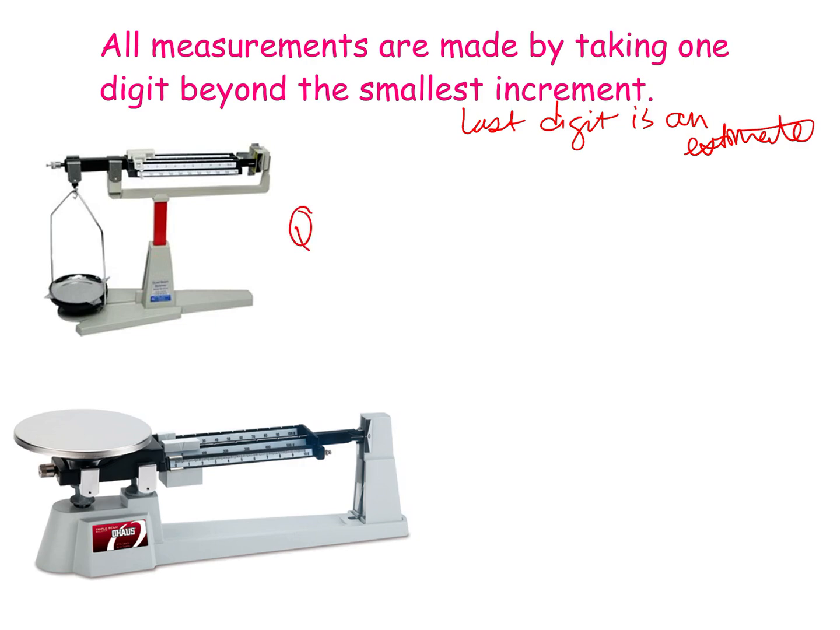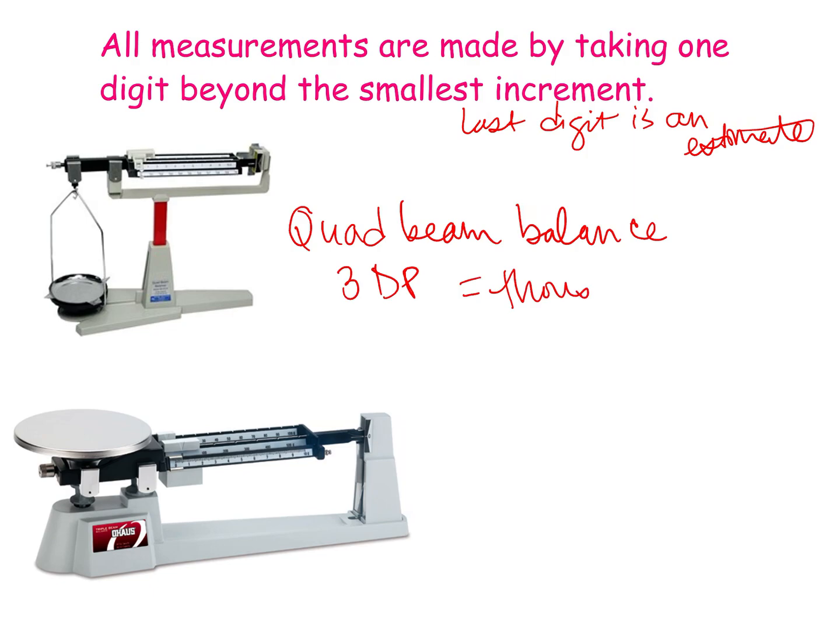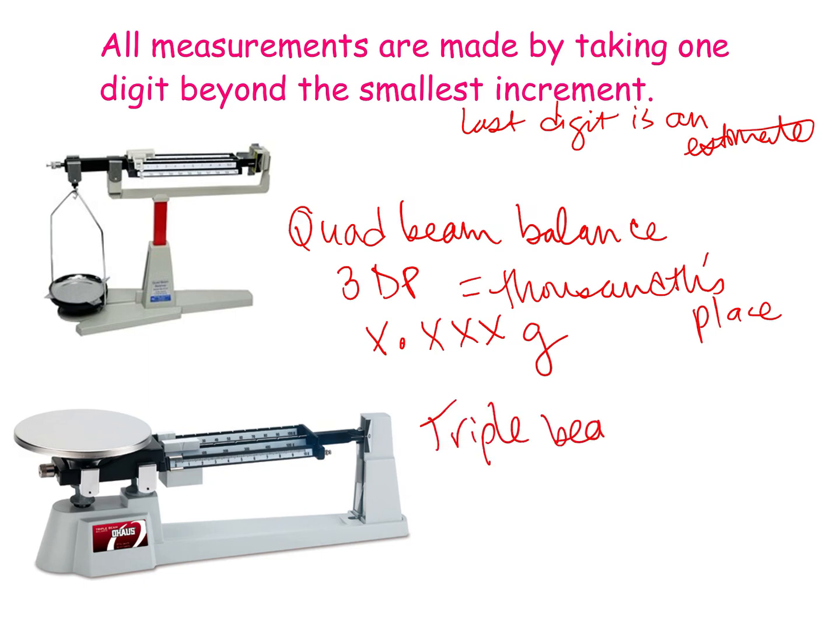So remember what this is called? This is called a quad beam balance. And maybe we've already talked about this in class, but a quad beam balance has 3 decimal places in its final values, which is the thousandths place. So when you take a measurement off a quad beam balance, you would have something with 3 decimal places. And of course, that's in grams. The quad beam is more accurate than this, which is called the triple beam. They're both very decent balances, but the quad beam is what we use more often in chemistry.